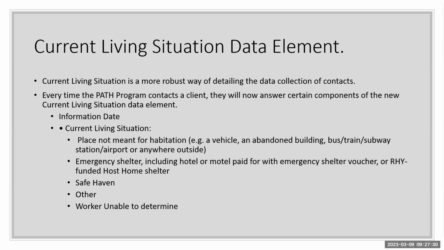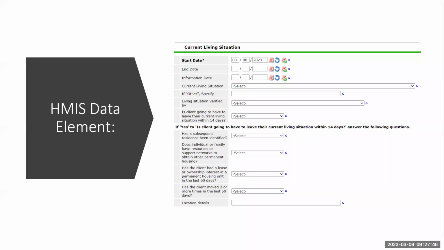Every time a PATH program contacts a client, they will now answer certain components of this data element: the information date and the current living situation. There's a variety of different living situations to select from. Those two elements have to be answered in order for a contact to be determined in the system.